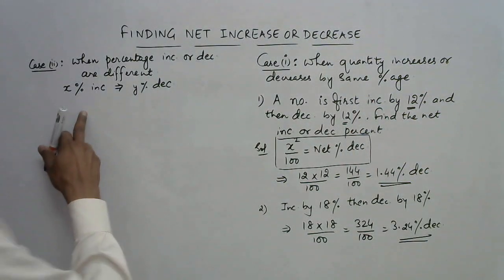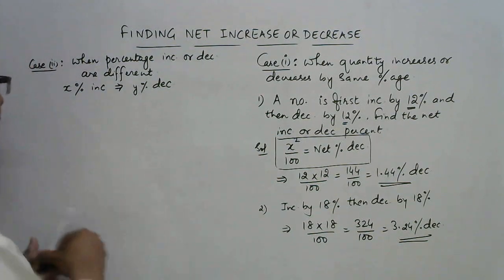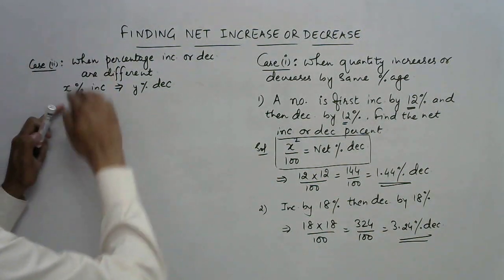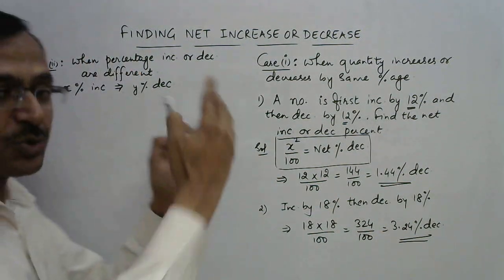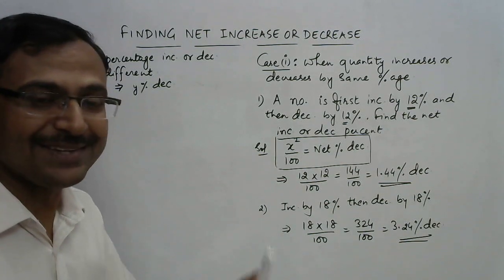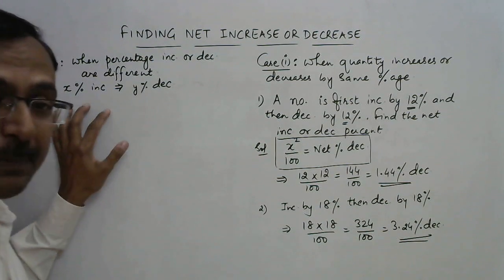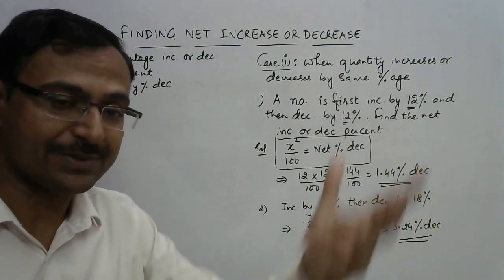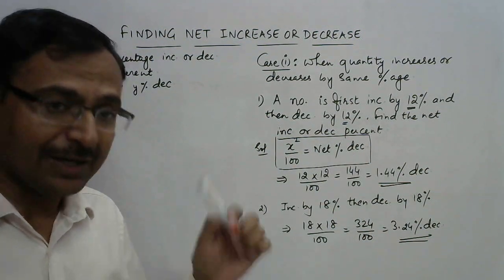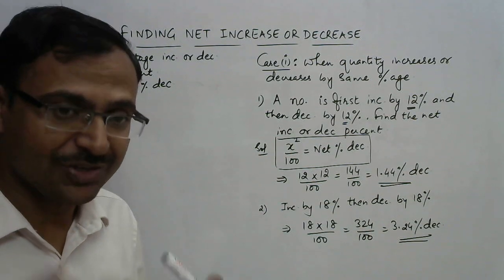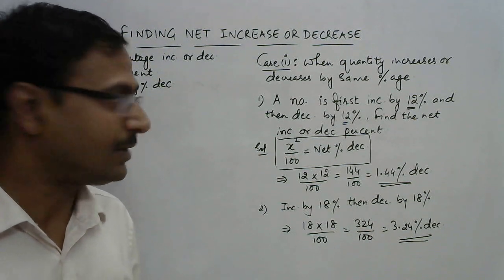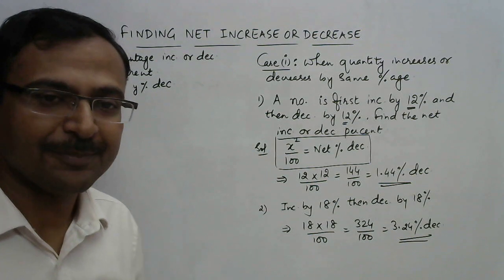So X percent increase and Y percent decrease. So if a quantity is increasing by 40% and then reducing by just 2%, then obviously there has to be an increase. So your answer will be positive. And if it increases by just 5% and then decreases by say 25%, then obviously there will be net percentage decrease. So that will be an answer which is negative.